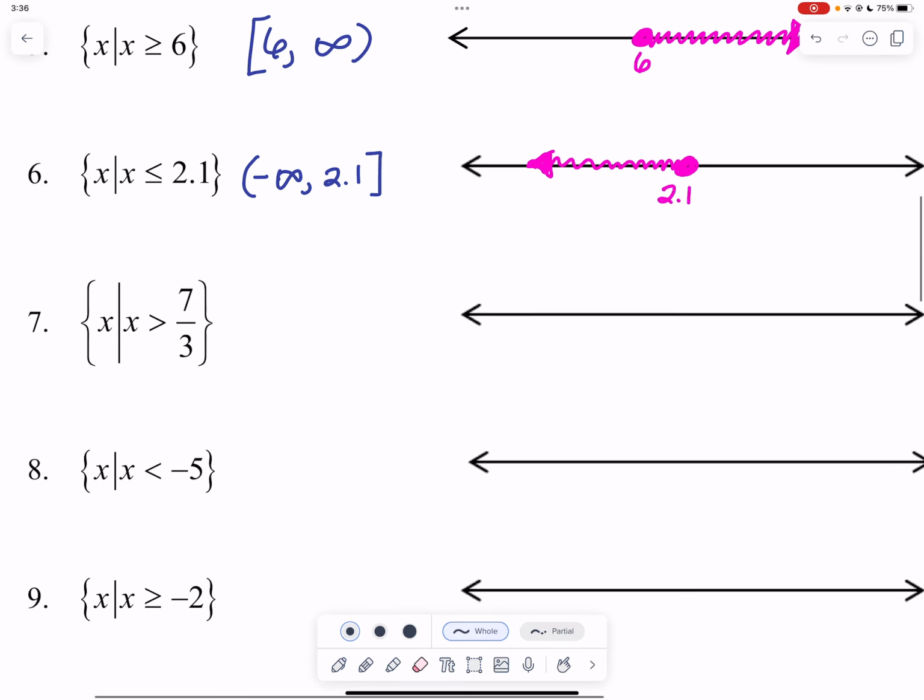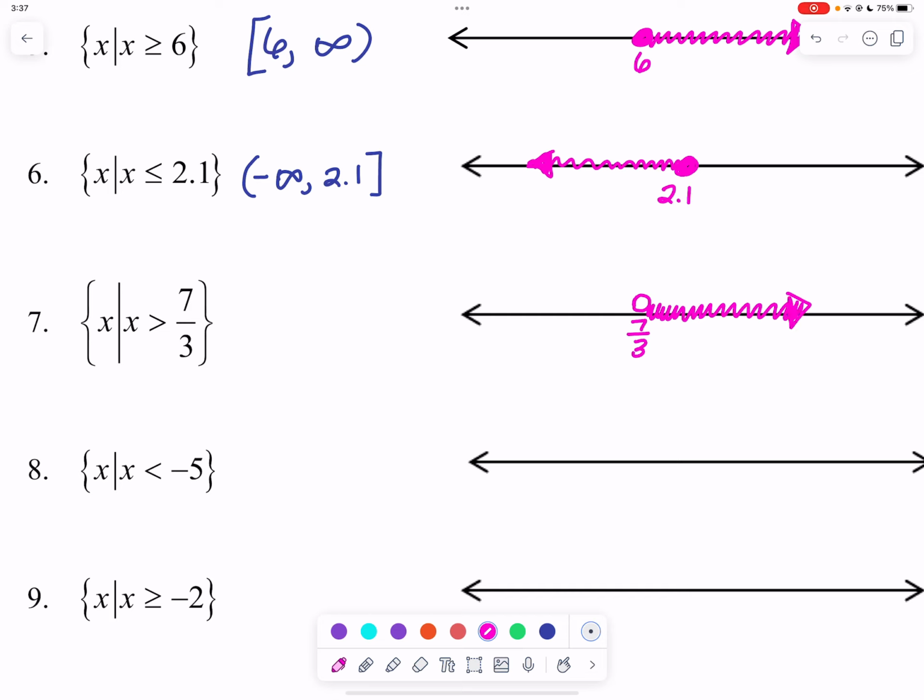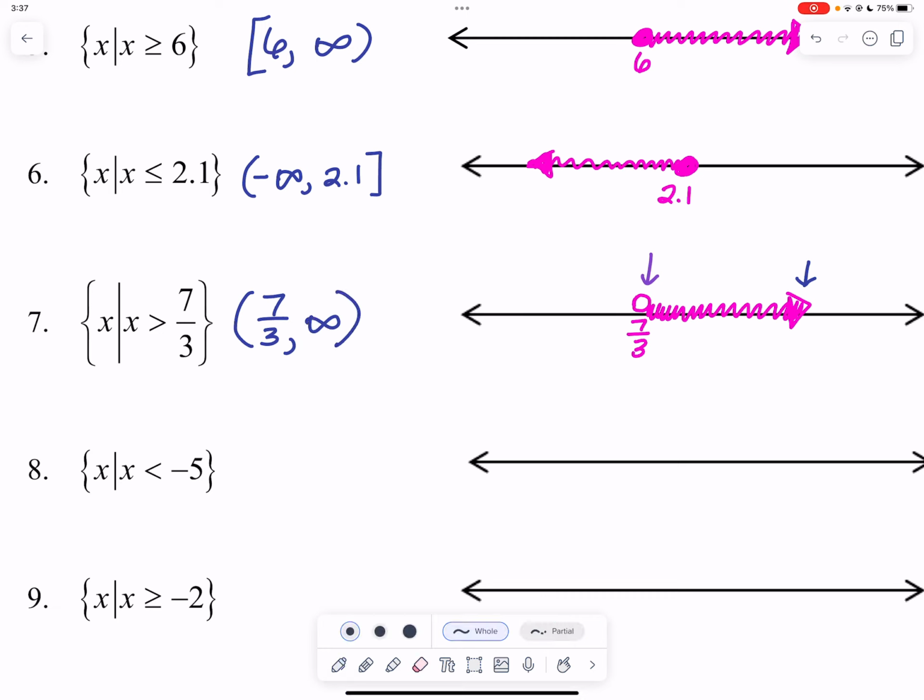Okay, let's take a look at number 7. So here we have x is greater than 7/3. We don't want to include 7/3, but we want everything greater than 7/3. So our left bound is 7/3, and we don't want to include it in the set. And then our right bound is positive infinity, and we always use parentheses.